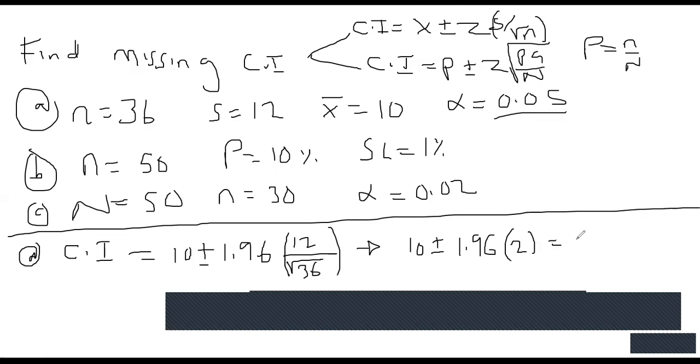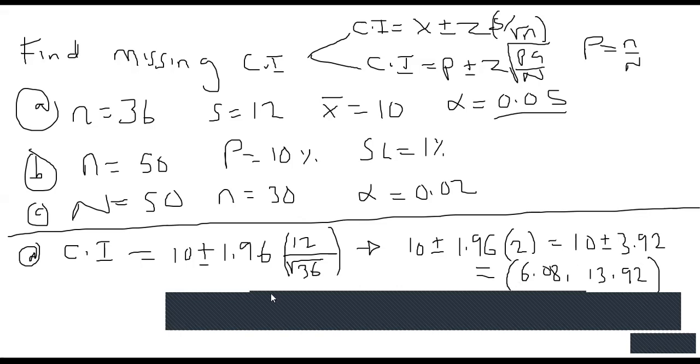So here we're going to have what? 10 plus minus 3.92. So you first start with the lower bound by subtracting. 10 minus 3.92, we get what? 10 minus 3.92, we get 6.08. And when we add the upper bound, we're going to get 13.92.